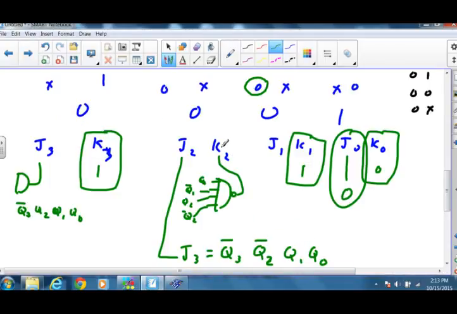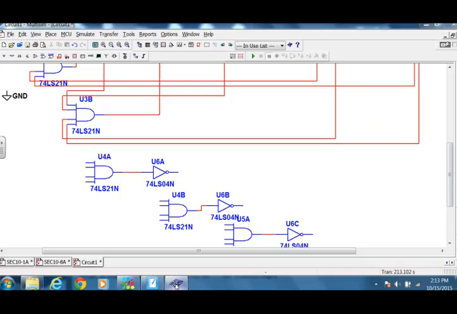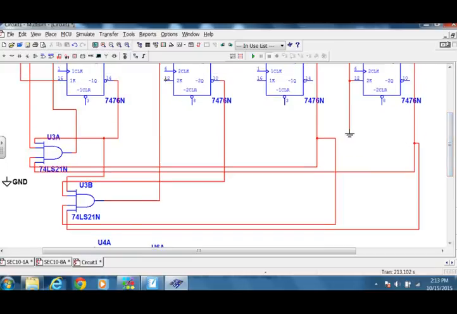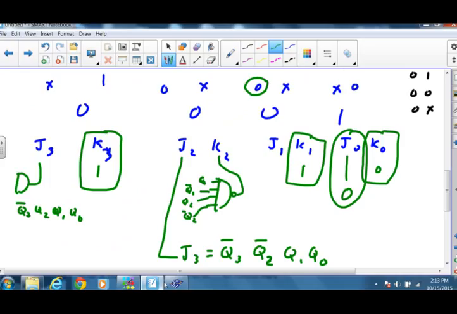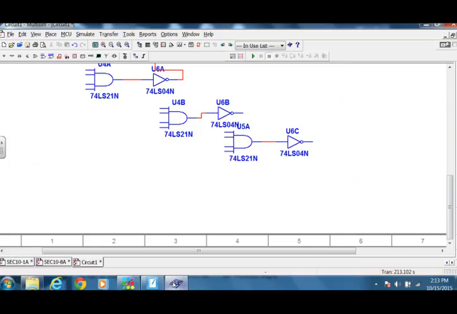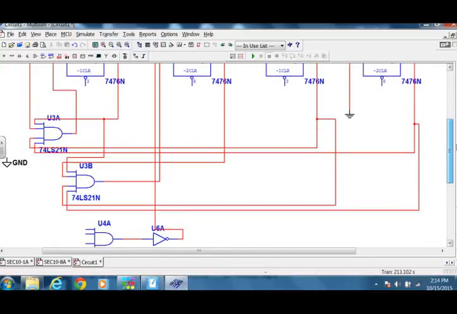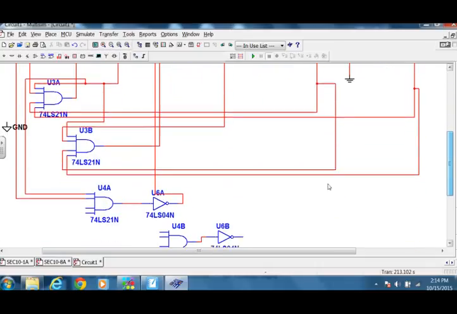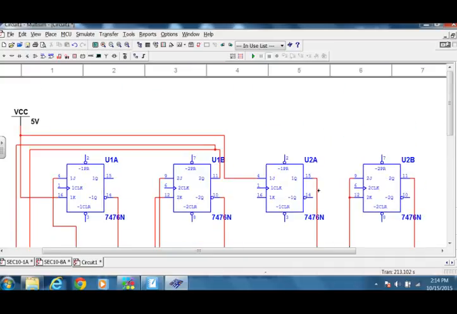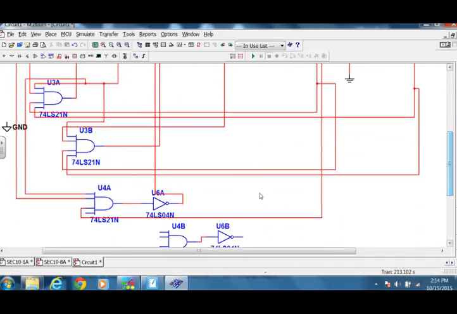Okay, so the next guy is K2. Okay, so we're going to hook up K2 next. K2, that guy right there. Okay, and we want him to be Q0. We want it to be Q0, 3, Q2, Q0, 1, Q0.